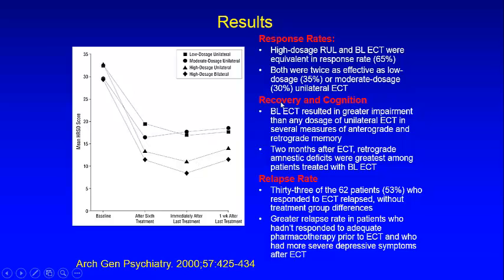In terms of recovery and cognition, again, he found that the bilateral ECT showed greater impairment than any of the dosages of unilateral, but that 2 months after ECT, retrograde amnestic deficits were improved in all groups. But you still did see greater deficits 2 months out in the patients getting higher dose bilateral treatment. The earlier study found that 59% of patients relapsed in the next year without group differences. And again, there were no group differences here. And very similar relapse rate, more than half, 53% relapsed in the next year.